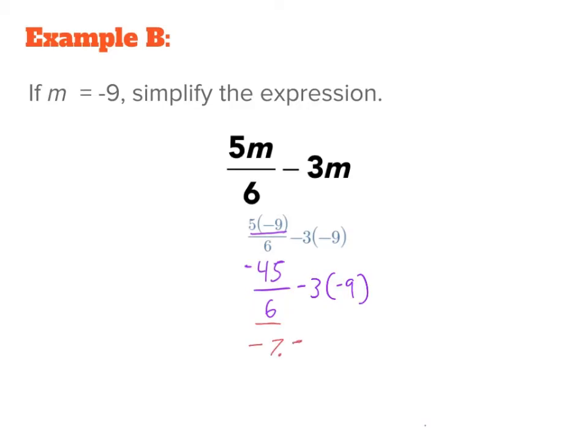It's okay to get a decimal. It's fine. Decimals are a part of life. Bring down your minus 3. Bring down inside your parentheses negative 9. Now I've got subtraction and I've got multiplication. Since I'm following the order of operations, I'm going to be multiplying.